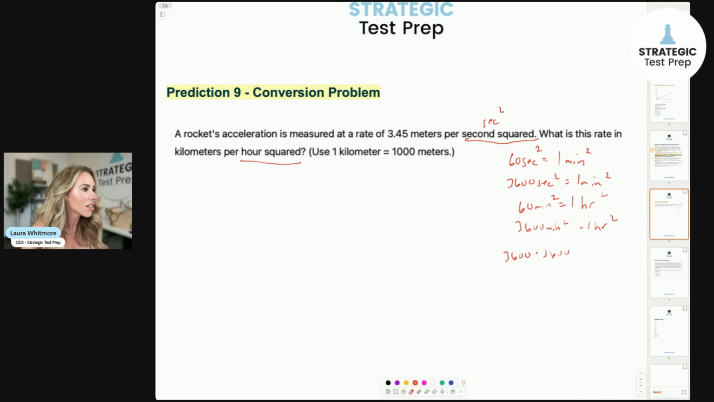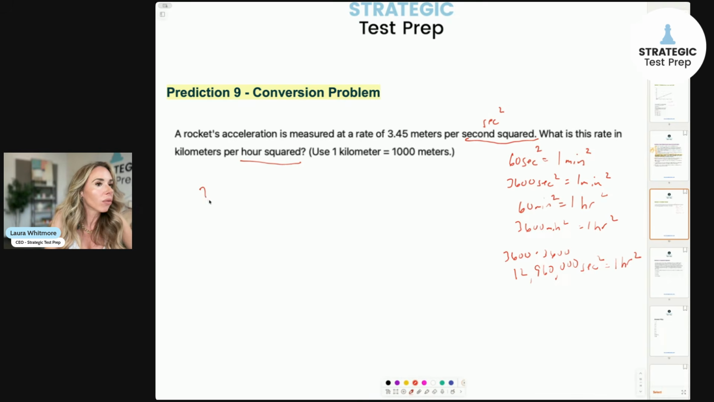But because it's in square units, that's just what happens, and I just want you guys to be aware of that. So let me go ahead and square 3,600 on my other screen. So there's 12,960,000 seconds squared and 1 hour squared. Wow. Okay, cool. Now let's go ahead and set everything up.